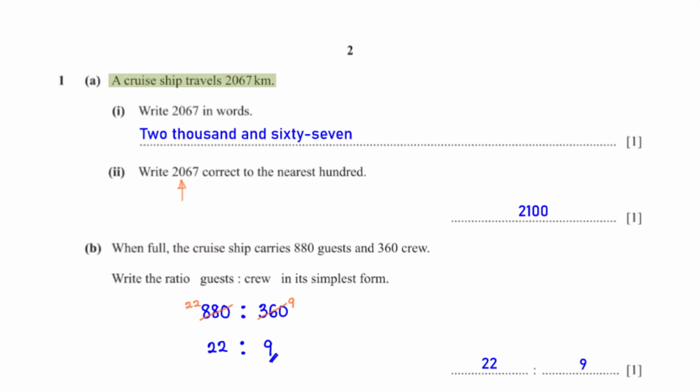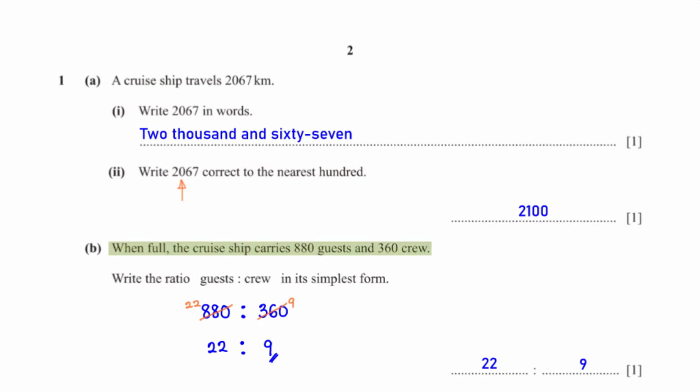A cruise ship travels 2,067 kilometers. Write 2,067 in words. Here is the number written in words. Write 2067 correct to the nearest hundred. The number in the hundreds position is 0. The number after 0, which is 6, is greater than 5. So we add 1 to 0, giving us 1. The numbers after 0 become 0. So 2067 becomes 2100, rounded to the nearest hundred.